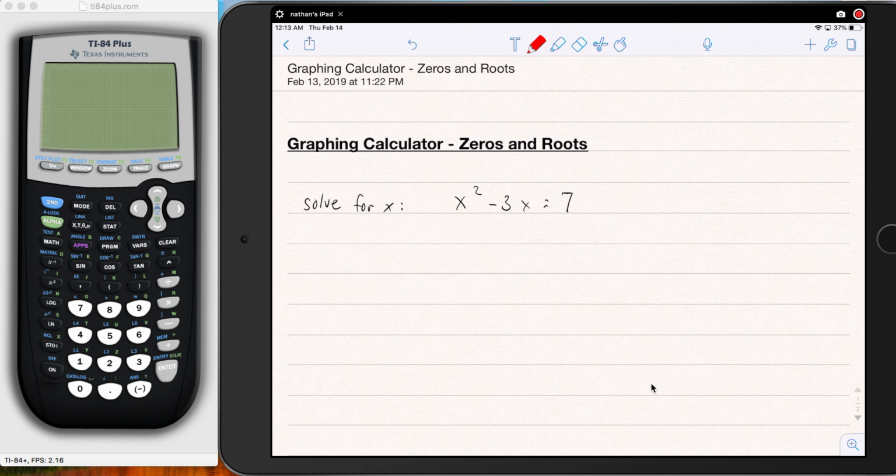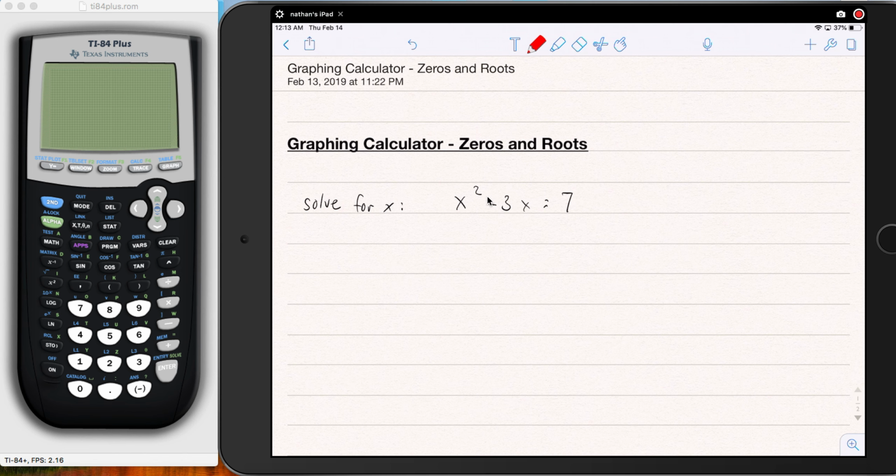Let's say we were asked to solve for x for this quadratic equation. Now, obviously, you can use some algebraic methods like maybe the quadratic formula or factoring if it's possible. But today I want to show you how you can use a graphing calculator to solve this very easily, if you are given a graphing calculator.